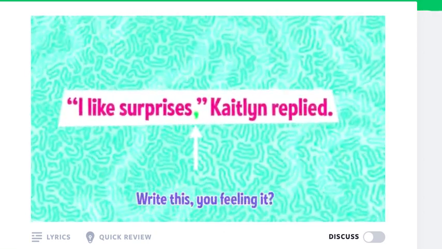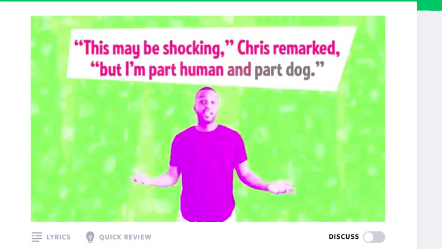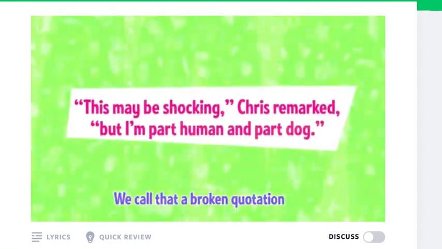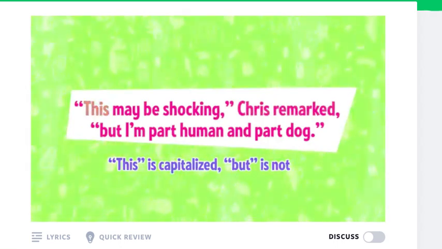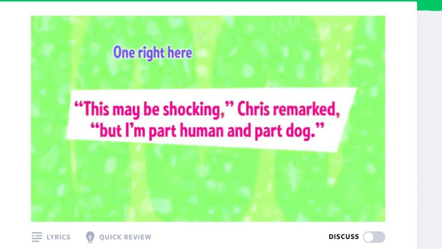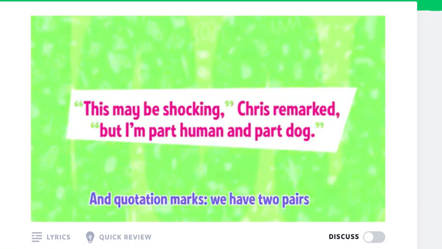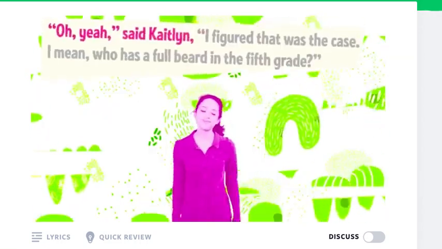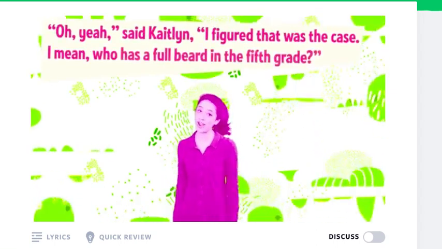You feeling it? "This may be shocking," Chris remarked, "but I'm part human and part dog." We call that a broken quotation. The dialogue tag is in the middle of what he's saying. This is capitalized, but this is not, and we need two commas in the spot. One right here and one right there. In quotation marks, we have two pairs. "Oh yeah," said Caitlin, "I figured that was the case. I mean, who has a full beard in the 5th grade?"